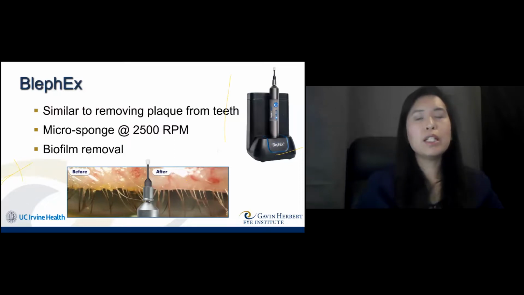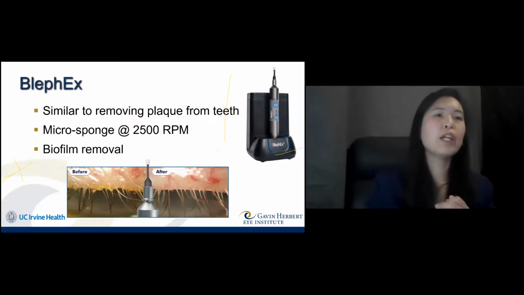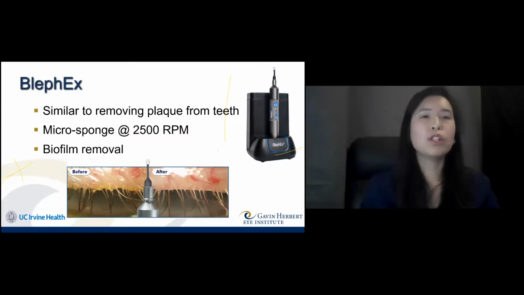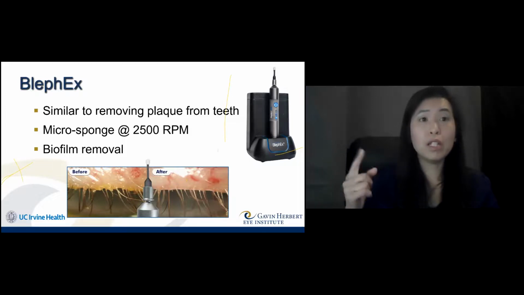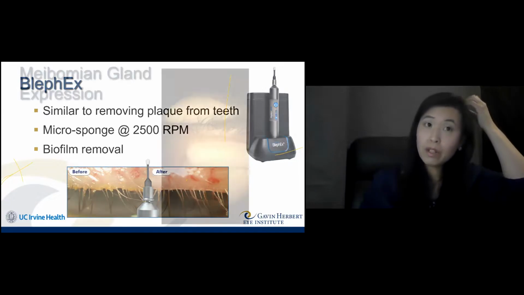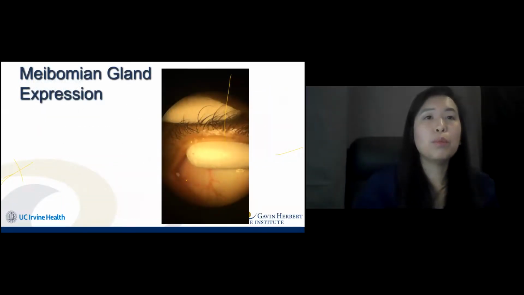Okay, so let's say you're doing all these things and you're trying your best to get rid of all of that debris, and it's either too frustrating for you, or you're not getting it all off. There is a procedure for this, and you can think of it like going into the dentist for a deep cleaning, right? There's a little sponge at the tip of a rotating device, and the doctor can manually use that to remove all of that debris at the base of the lash, okay? That can be very helpful.